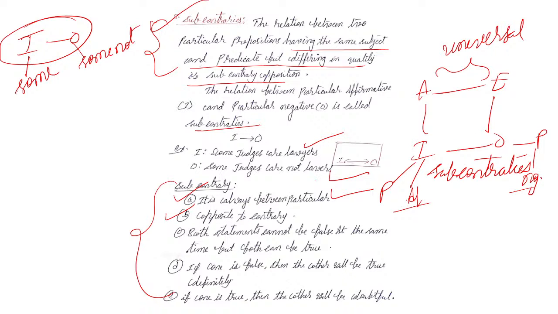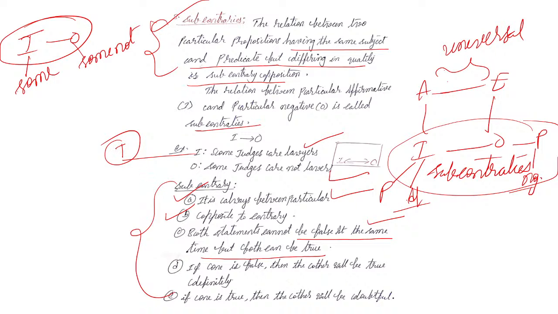Here in subcontrary, both statements cannot be false at the same time, but both can be true. Whereas in contrary, both statements cannot be true at the same time, but both can be false. But in subcontrary, both statements cannot be false at the same time, but both can be true. We will see by example. What is an I type statement? Some judges are lawyers. Suppose we take it as true.